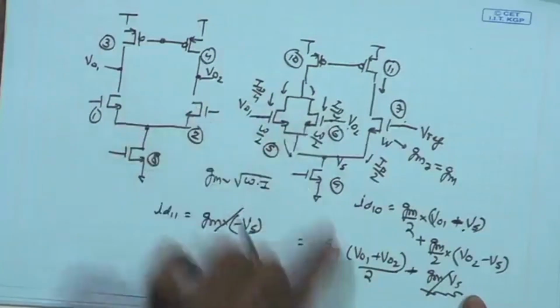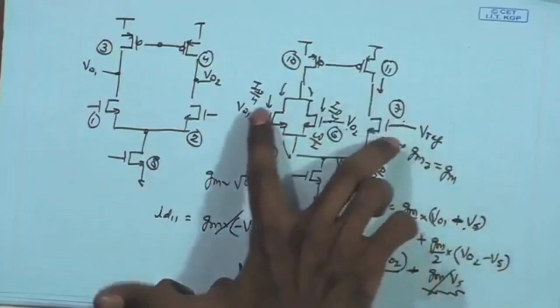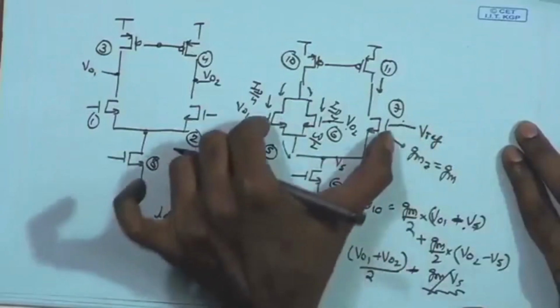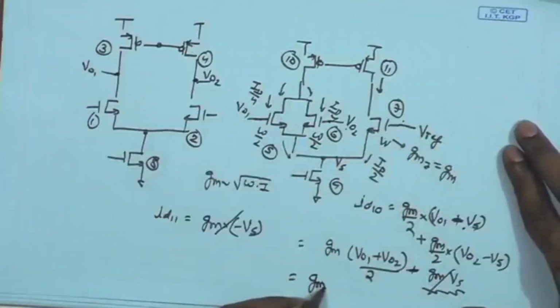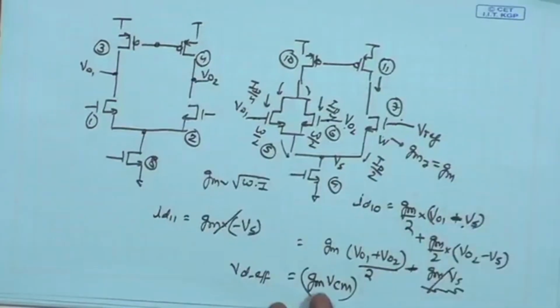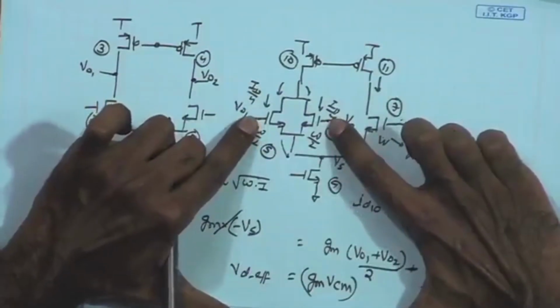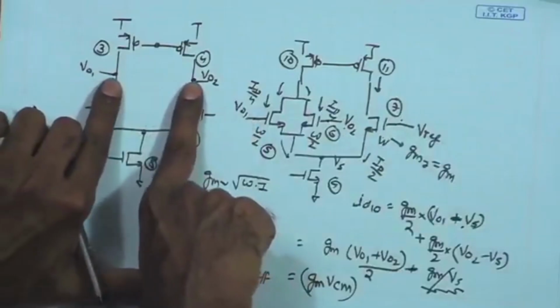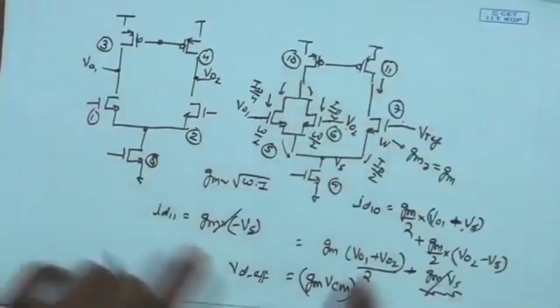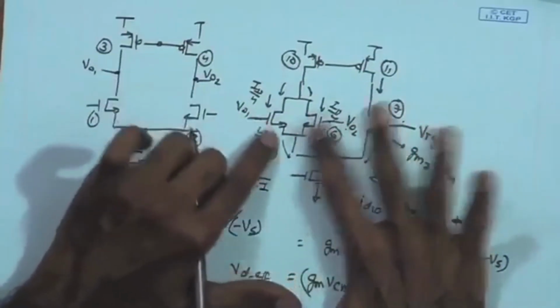Effectively, the overall signal that is coming is equal to GM times (VO1 plus VO2) by 2, which is nothing but VCM. Therefore, the effective differential signal at the overall differential input, the effective Vd for the error amplifier, happens to be just GM VCM. So this split differential pair is extracting the VCM of the first stage, helping us obtain the VCM in an indirect fashion. We have got rid of that resistive divider, and with the help of this split pair we are able to extract the VCM.